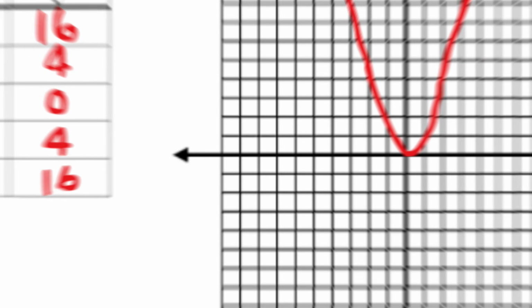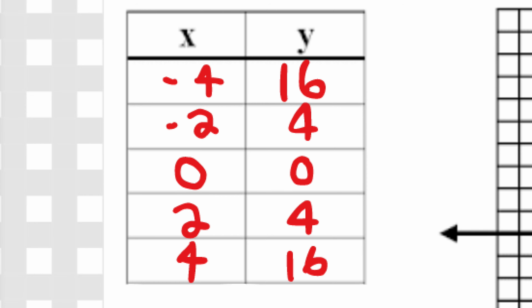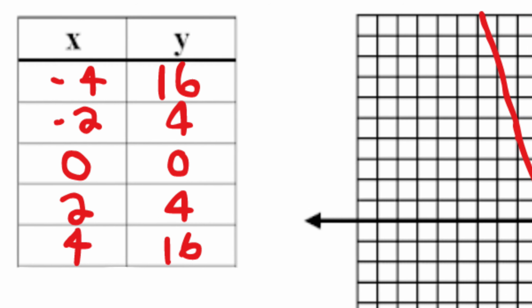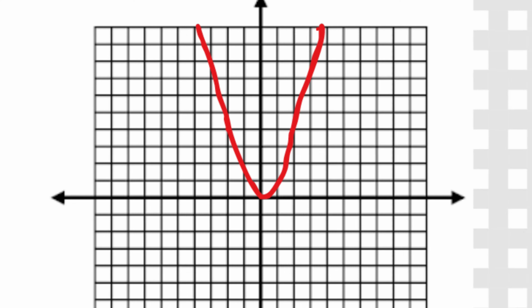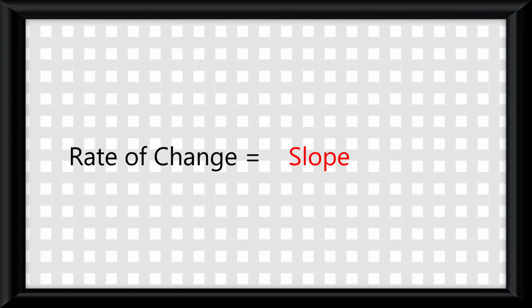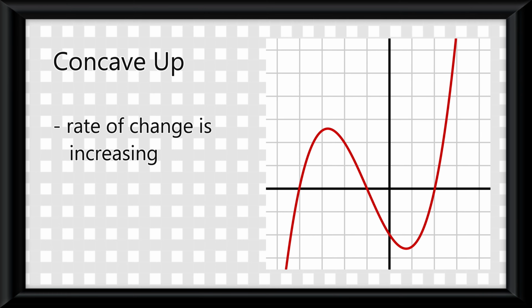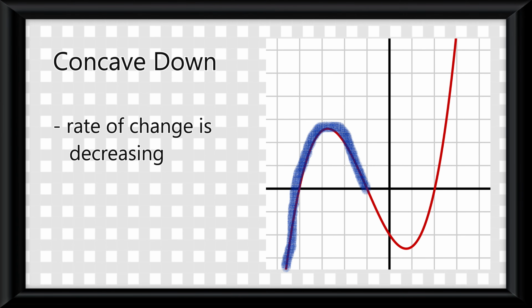Moving over to graphs. The graph of a function displays a set of input-output pairs that shows how the values of the function's input and output values vary. Rate of change is a graph's slope. A graph is concave up when the rate of change is increasing or when it looks like a U. A graph is concave down when the rate of change is decreasing and it looks like an upside down U.